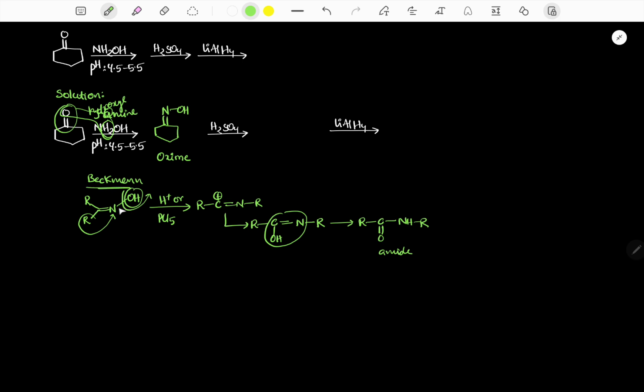So here the group opposite to OH group will migrate. So in this case also OH anti-group and opposite group, it will migrate like this. Therefore corresponding structure, it is migrated. Now here this carbon gets double bond O. It is called caprolactam.